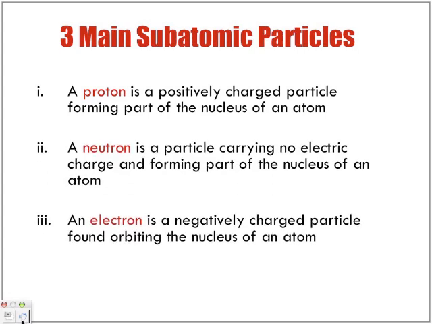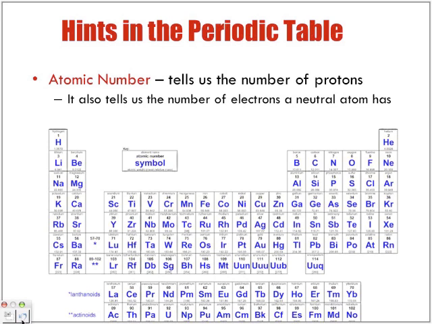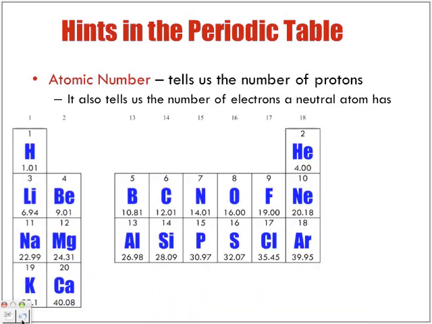So, hints in the periodic table. As we've said, the atomic number tells us the number of protons. It also tells us the number of electrons a neutral atom has. So, let's look at a simplified diagram of the first 20, or you're responsible for the first 20, but this rule applies for all of them, not just for the first 20. So, I'm going to repeat. This rule that I'm showing you right now, the atomic number rule, applies to all the atoms of the elements of the periodic table.